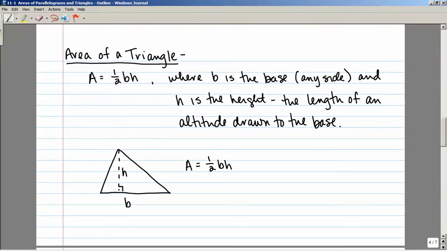Formula for the area of a triangle. You probably already know this one, but it's A equals 1/2 B times H, where B is the base, which is any side of the triangle, and H is the height, the length of an altitude drawn to the base. So here in this triangle right here, I have my base across the bottom. The height is the length of this altitude that's drawn from the vertex at the top, perpendicular to the bottom.